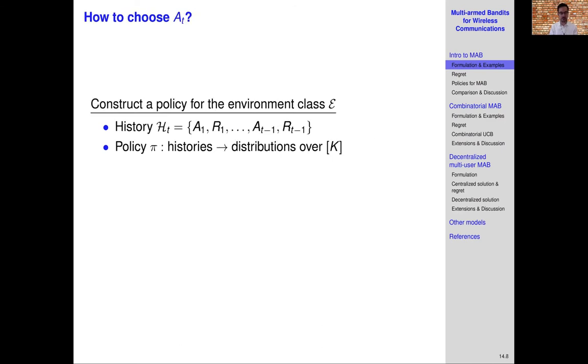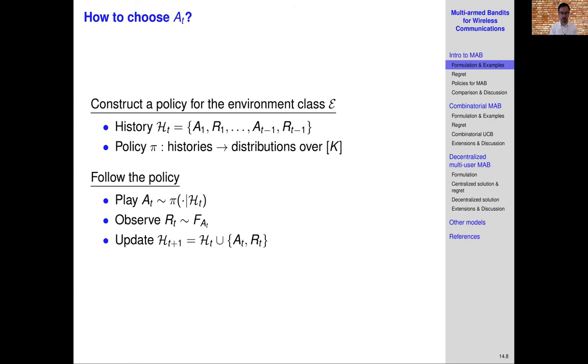How does the learner select actions? The learner needs to follow a policy. The policy takes as input the history of the learner, which consists of all past selections and reward observations of the learner. The policy maps histories to distributions over arms. The learner follows the policy in each round. It plays an arm sampled from the distribution dictated by the policy. It observes the noisy reward of the played arm. Then it updates its history for the next arm selection.